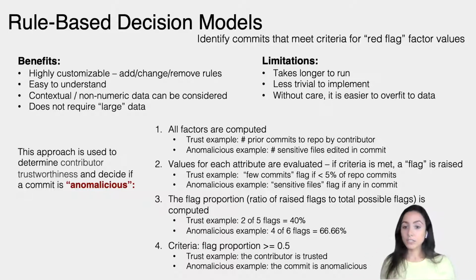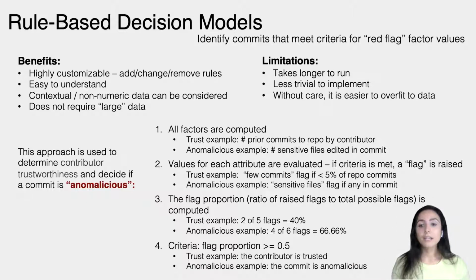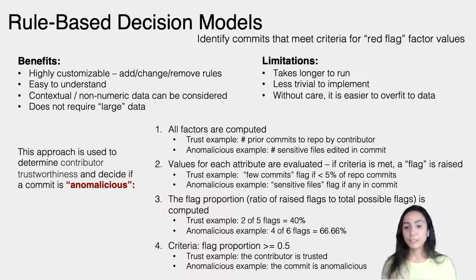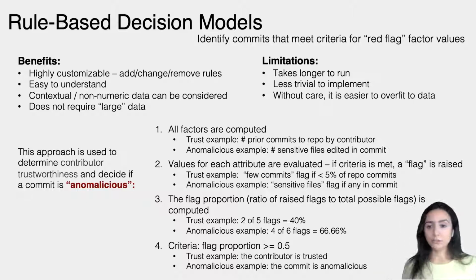This is the master decision criteria. This can be set to whatever you want, but by default, we usually use 50%. So if 50% of the factors had red flags, then we can call it anomalicious and a report would be generated. These are just example values, as I've mentioned. They can be configured to the specific needs of any repository.